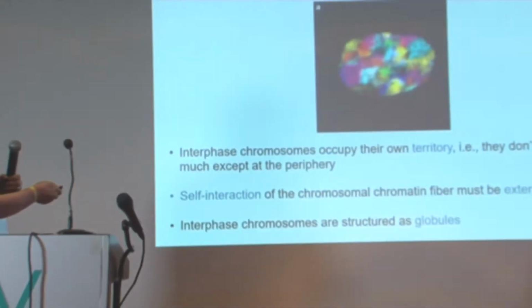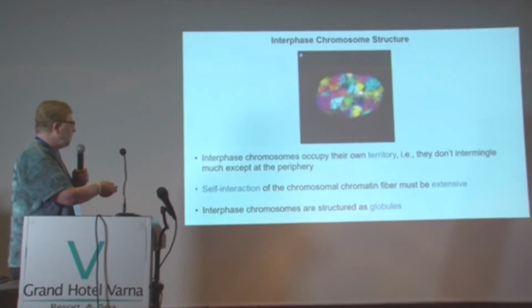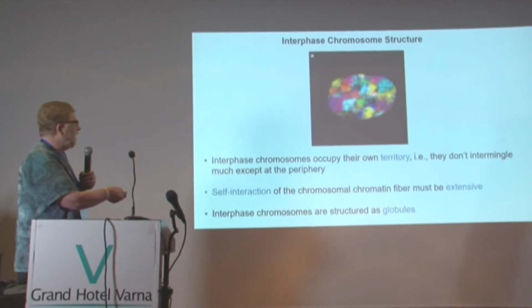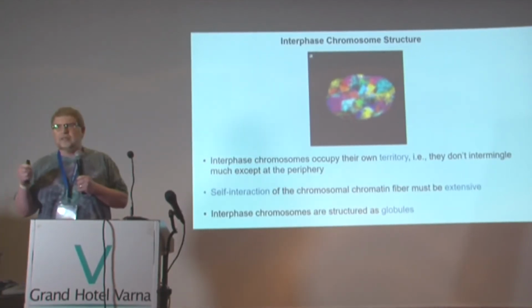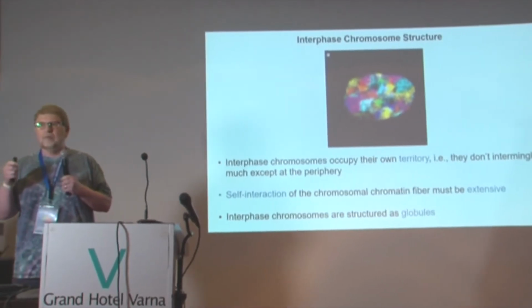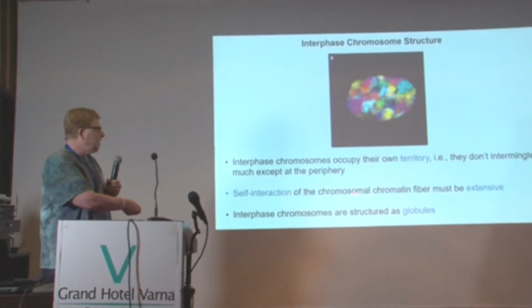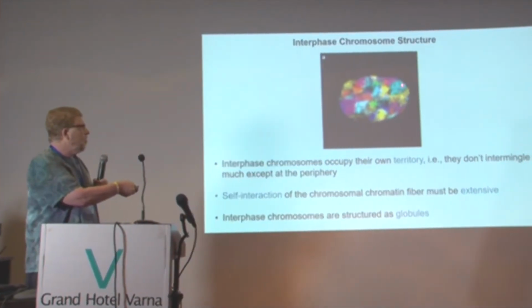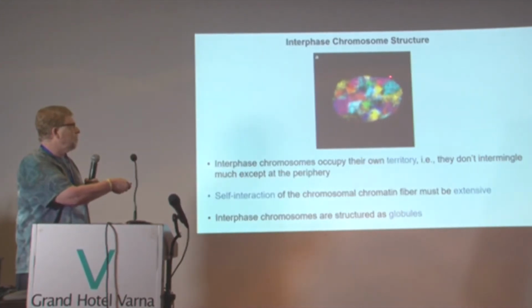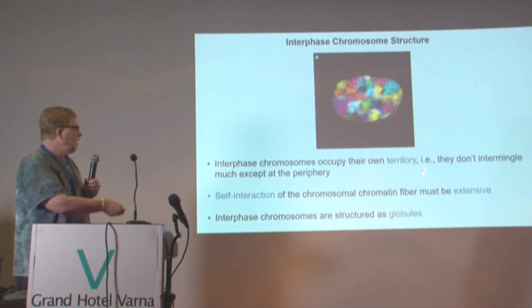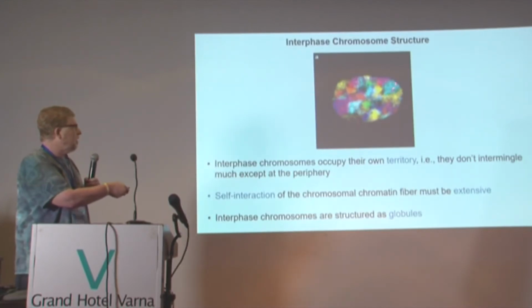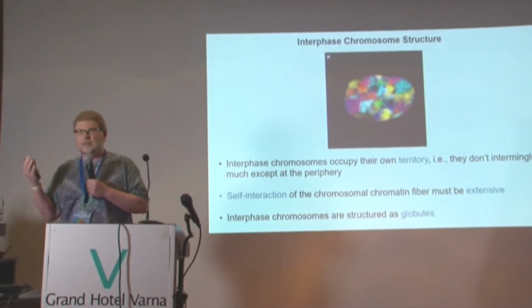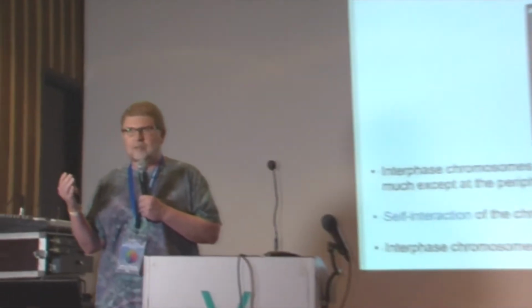Let me start by making a couple of points about chromosome territories that you don't normally hear. One is that in order to form a territory, the chromosomal chromatin fiber must be self-interacting. The chromatin fiber is interacting with chromatin fibers within the same chromosome, not with other chromosomes, except at the periphery for the most part. The other thing that you rarely hear, but is quite clear from this picture, is that chromosome territories are globules. So the structural endpoint of an interphase chromosome is a globule.